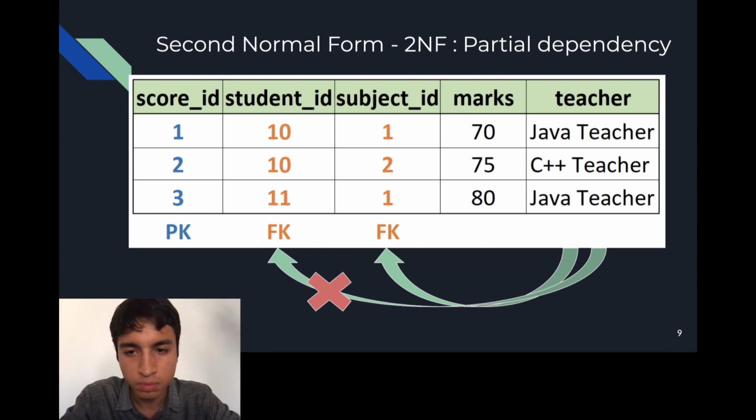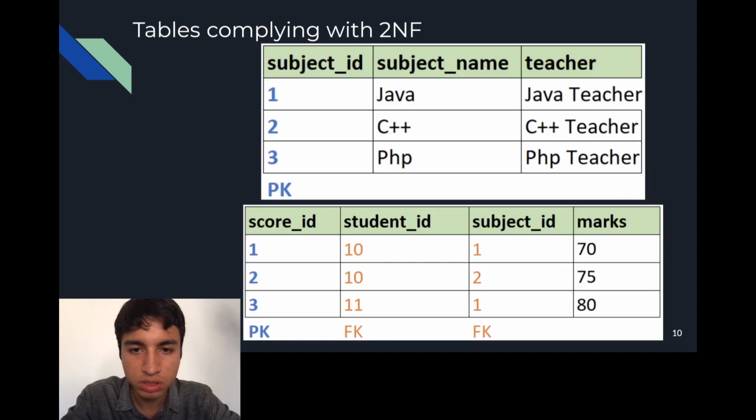How can we remove this partial dependency? There can be many different solutions for this, but our objective is to remove the teacher's name from the score table. The simple solution is to remove the column teacher from the score table and add it to the subject table. Hence, the subject table will become subject ID, subject name, and teacher. And our score table is now in the second normal form with no partial dependency.